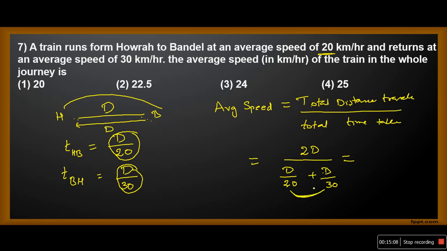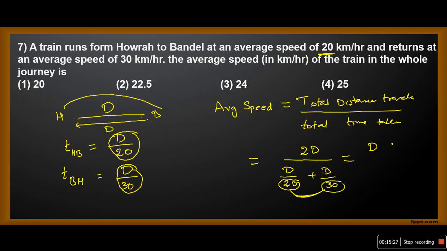Assume D is equal to 60. How are we getting D equal to 60? LCM of 20 and 30. Why are we taking D equal to 60? To make our calculation simple. Whatever value you take for D, you will get the same answer, because anyway D is getting cancelled. I will show you this.